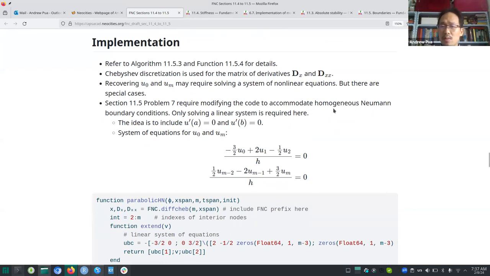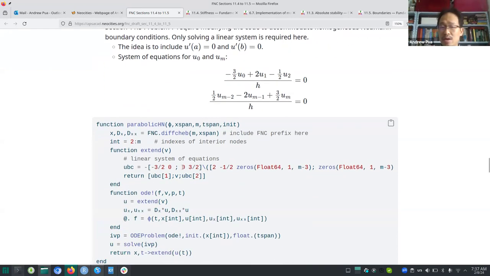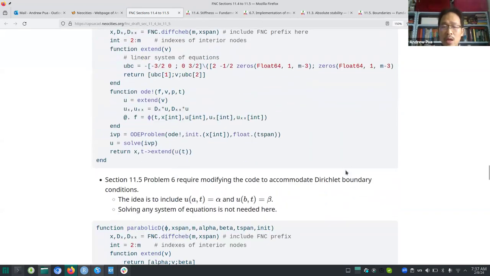Okay. But for homogeneous Neumann boundary conditions, it's only a linear system. And here, this is basically inverting and then multiplying by this part here. Okay. So that's the only thing that is new.